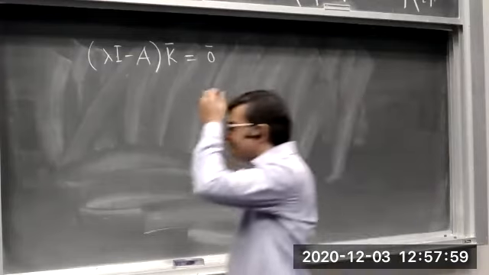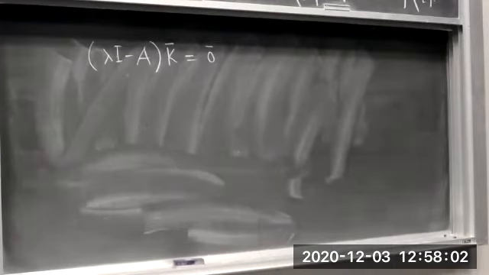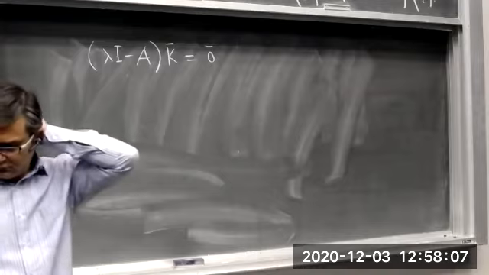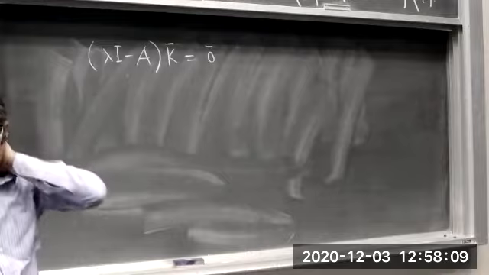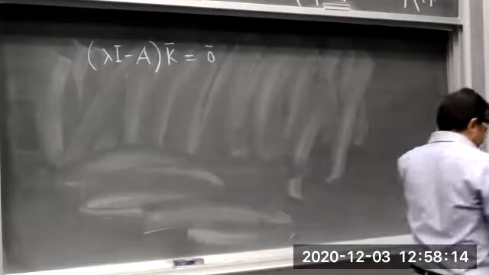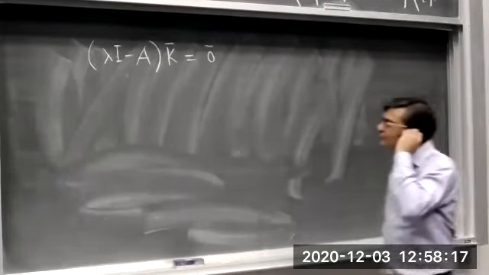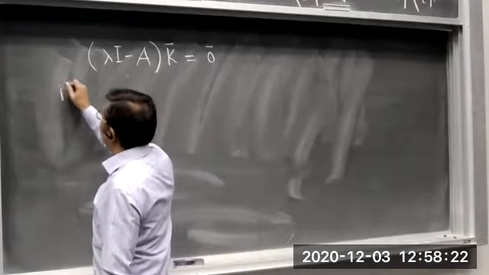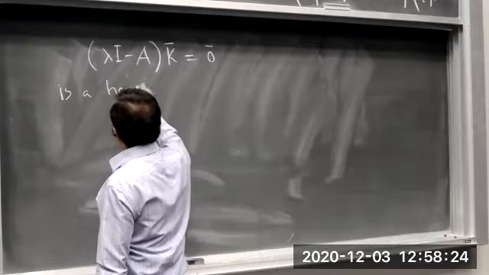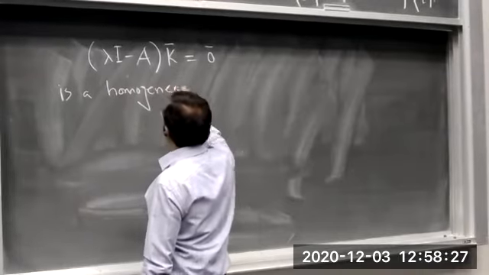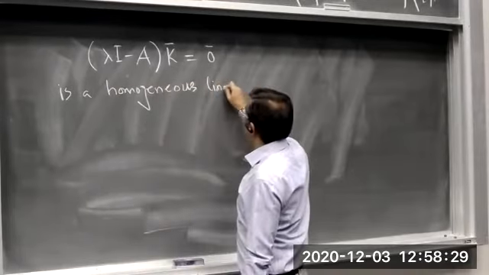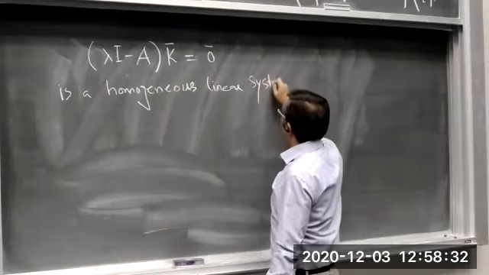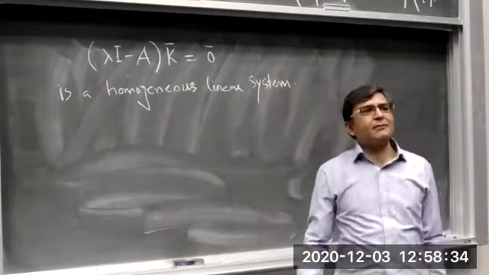So Fatima, what is this equation? Characteristic equation? No. It is a linear system. It is a homogeneous linear system. Is it a homogeneous linear system or not?